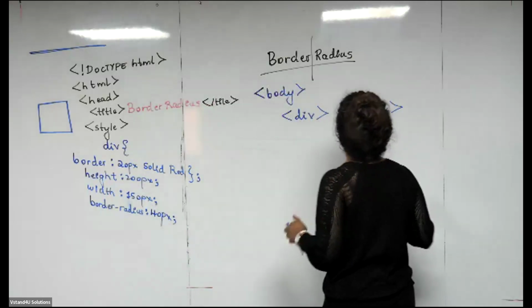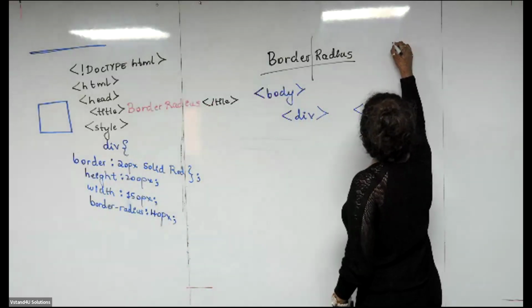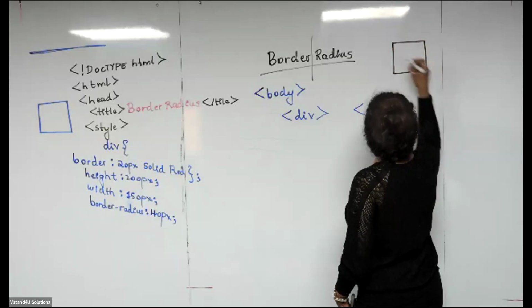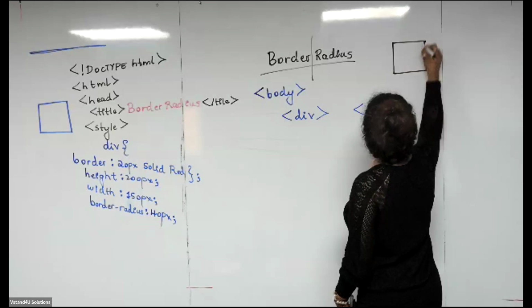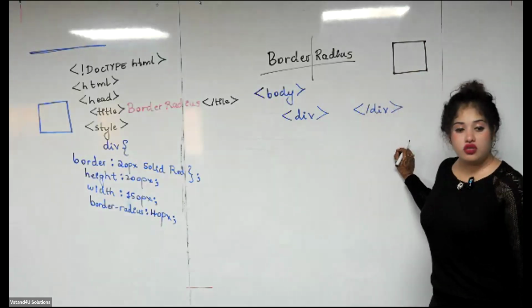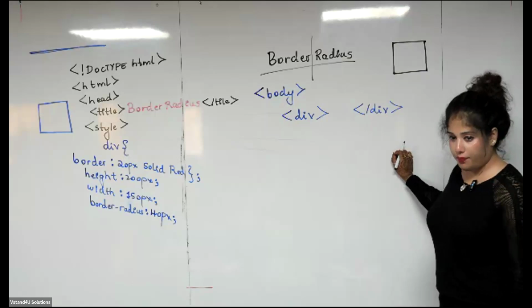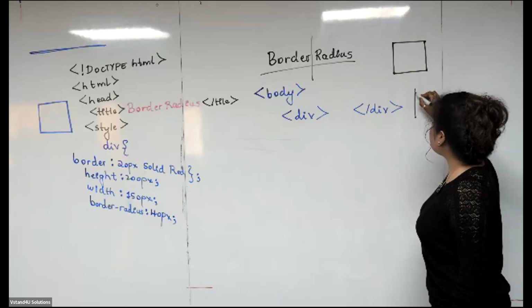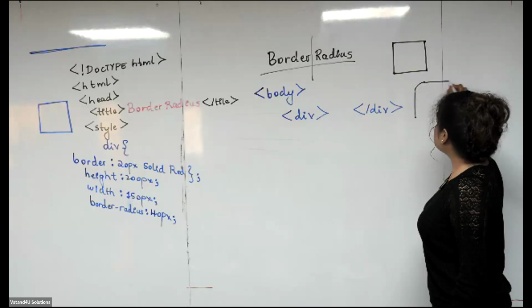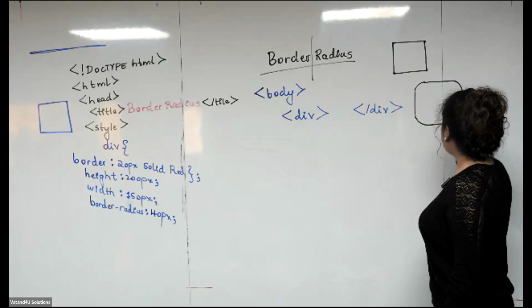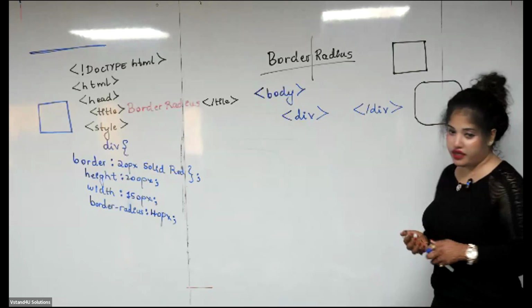I forgot. Border radius is nothing but, if you observe the normal output, you will get these sharp edges here. Yes or no? But if I use the border radius property and give some pixels, then the border corners will be changed like this. The border corners will be changed like this.